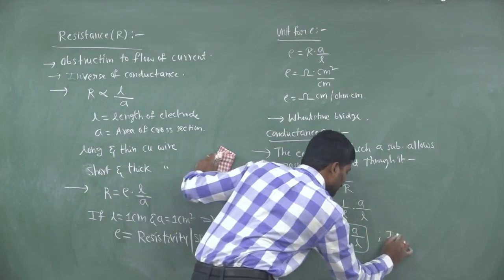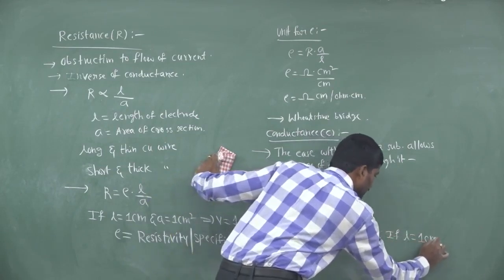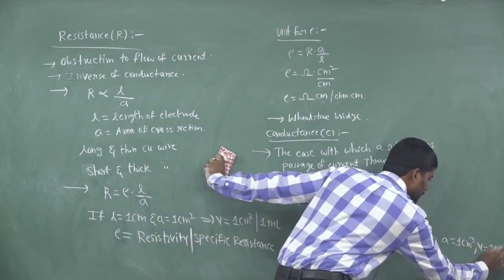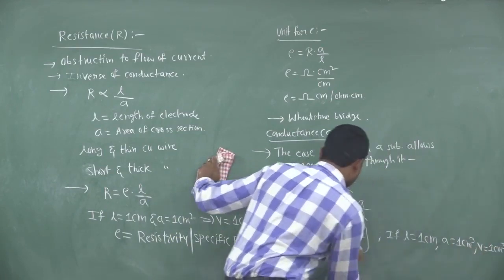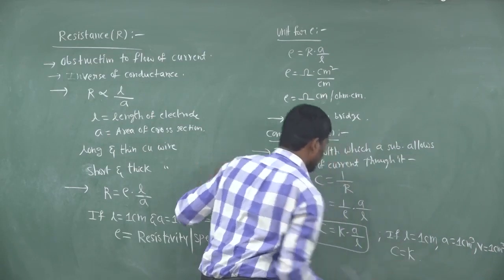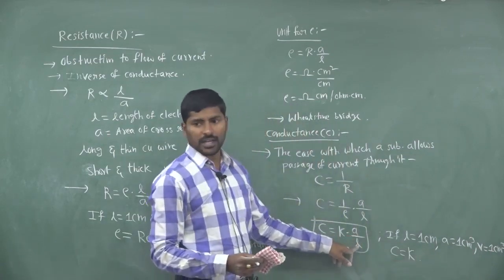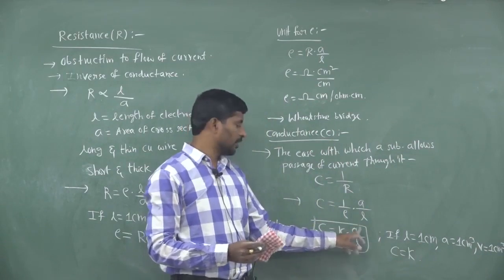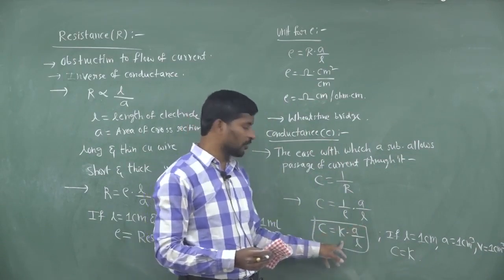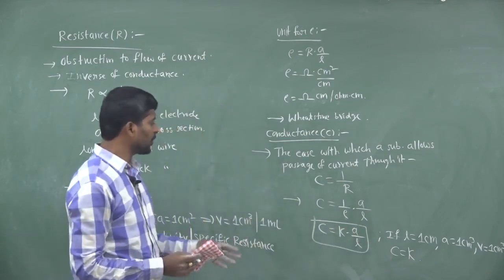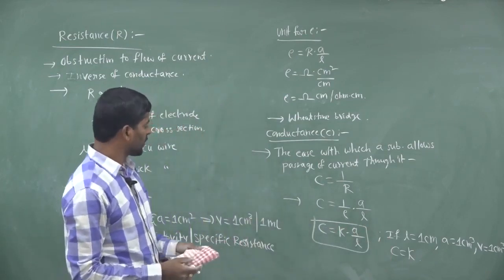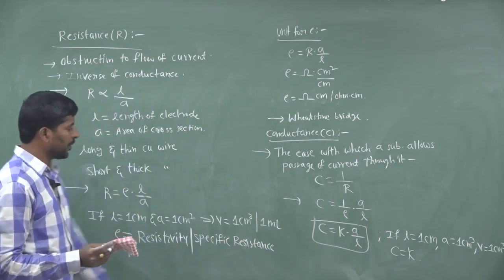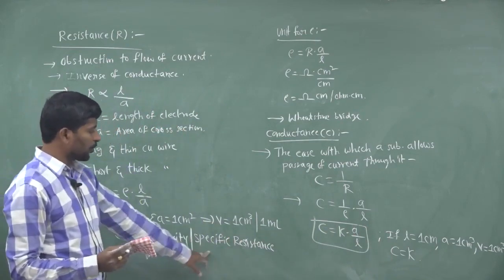Again if you take the same, L is equal to 1 centimeter, A is equal to 1 centimeter square, V is equal to 1 centimeter cube, then what do we get? C is equal to K, since A is 1 unit and L is also 1 unit. So how can you define K? Before that, K is also called as conductivity or specific conductance.